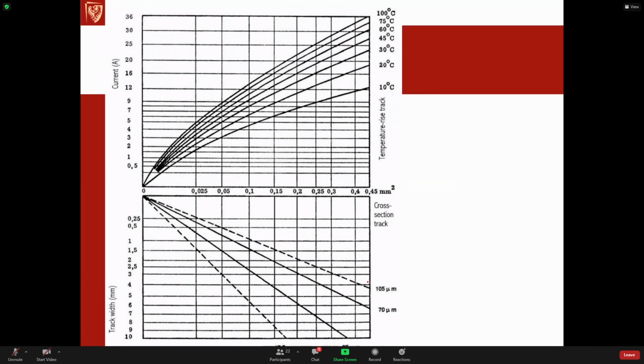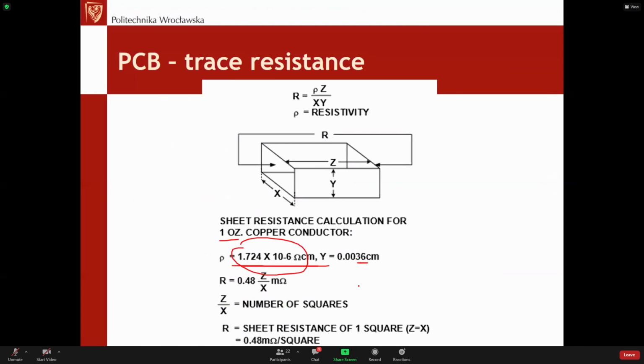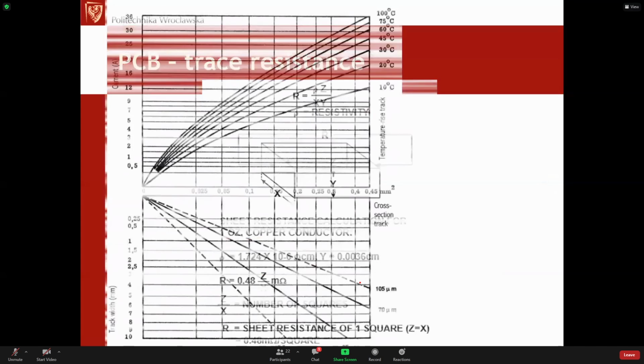Actually, they tell us how much the temperature of a track will rise at a certain cross section of the copper track, and at a certain current flowing through the track. So this is very important. Of course, this formula is very good for calculating some exercises, physical ones.